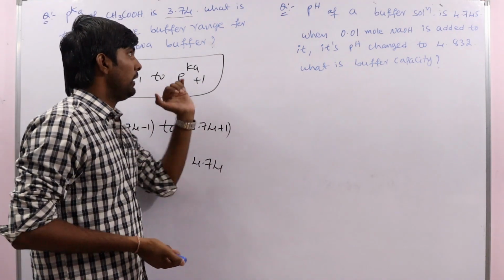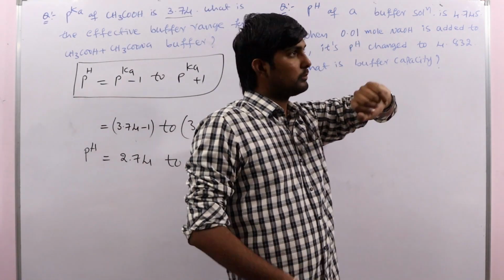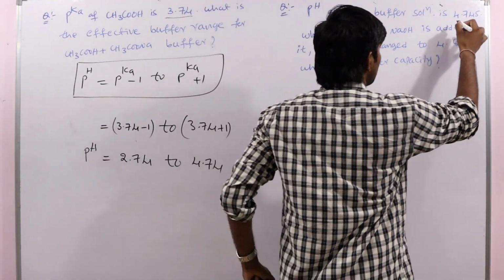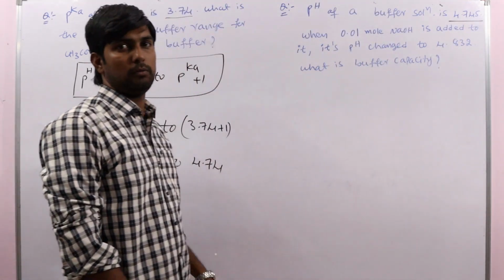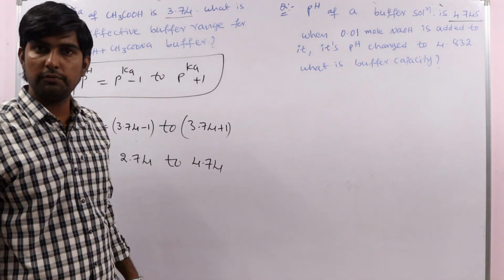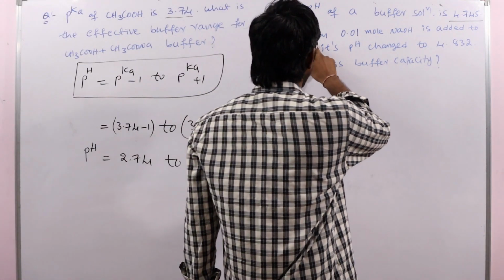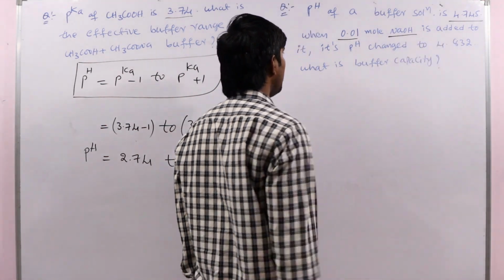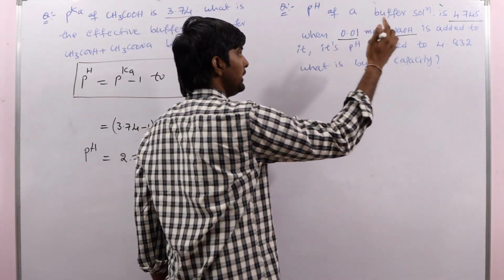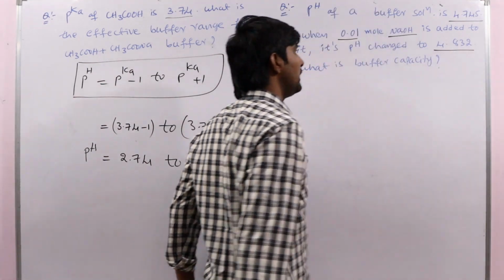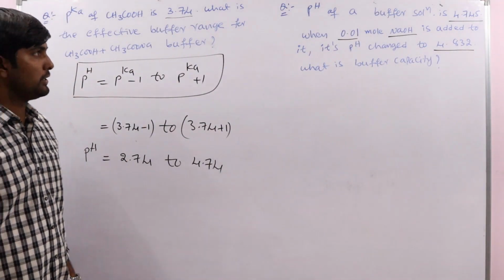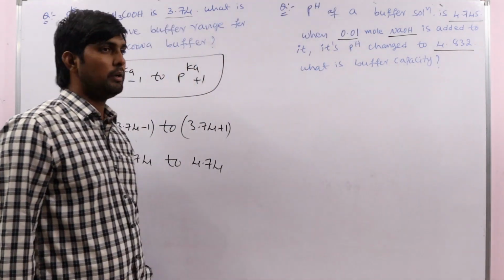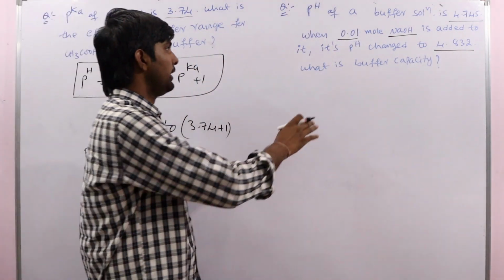Okay, now next another problem. pH of a buffer solution is 4.745. When 0.01 mole NaOH is added to it, its pH changed to 4.832. What is the buffer capacity? We have to calculate buffer capacity.